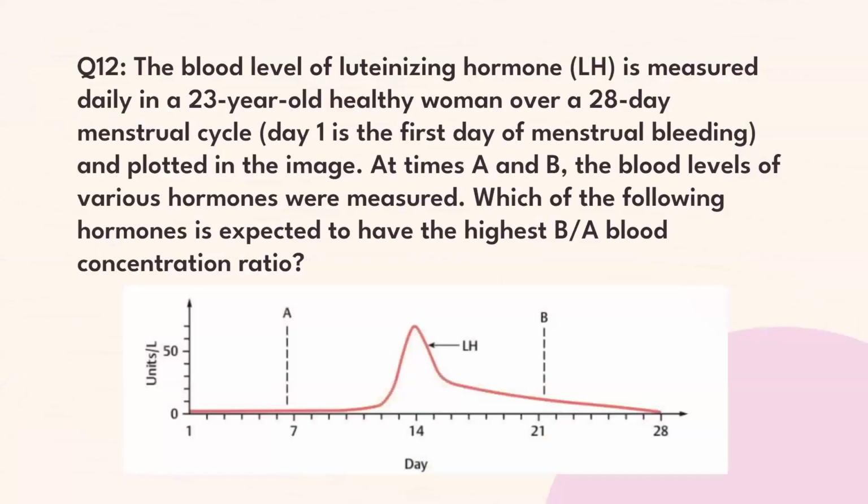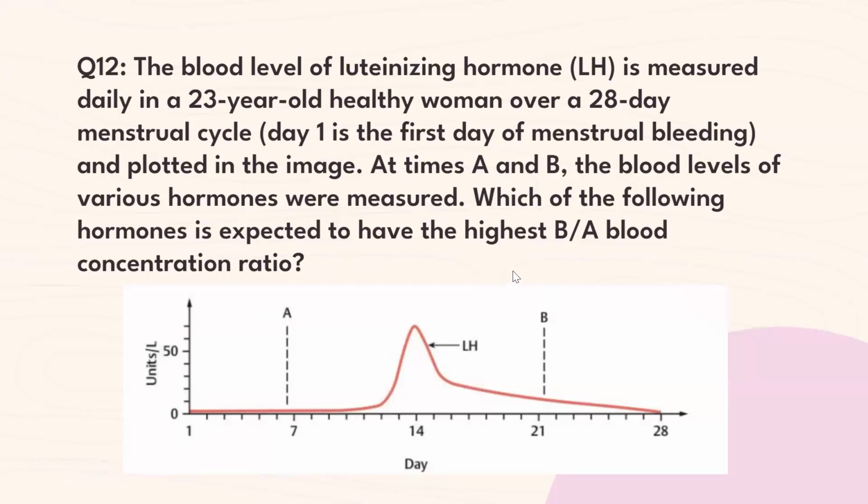Okay, next question. The blood level of luteinizing hormone is measured daily in a 23-year-old healthy woman over a 28 days menstrual cycle. So this is just your normal menstrual cycle. At times A, day 1 is the first day of menstrual bleeding. So this is the first day of menses. At times A and B, the blood levels of various hormones are measured. Which of the following hormones is expected to have the highest B:A ratio?